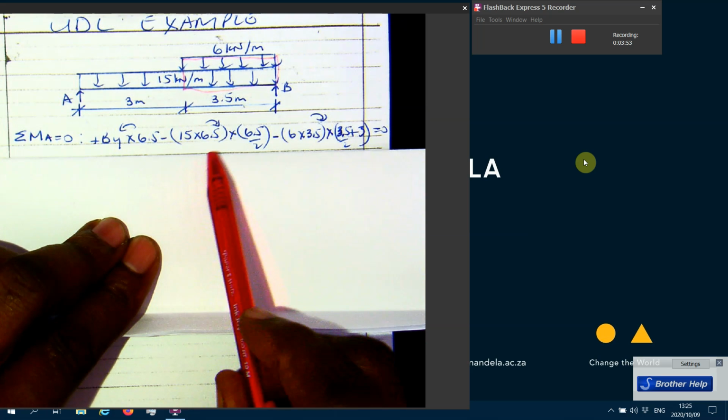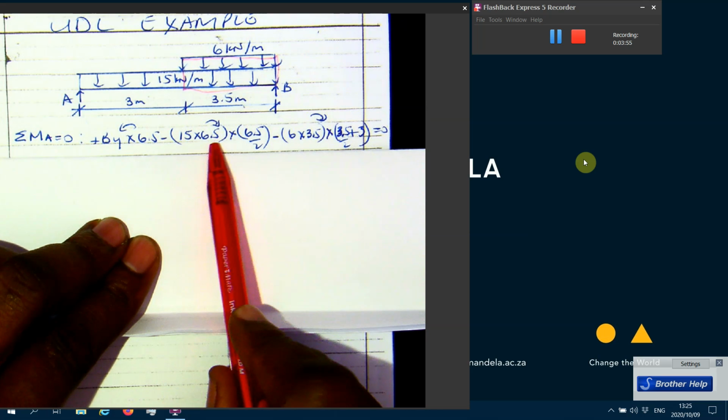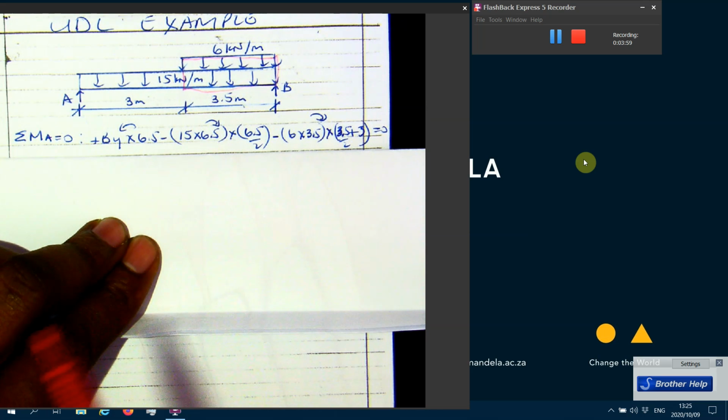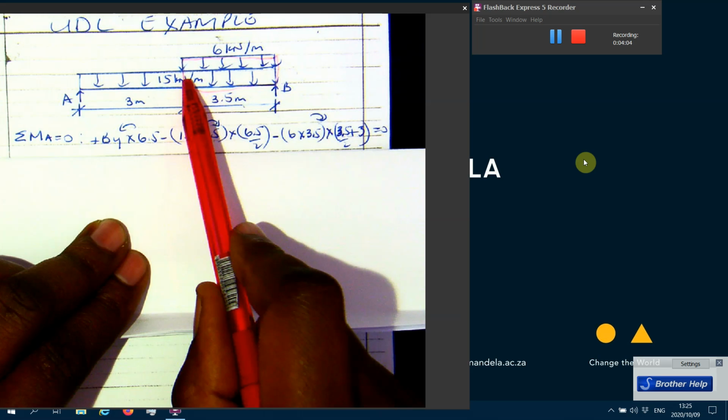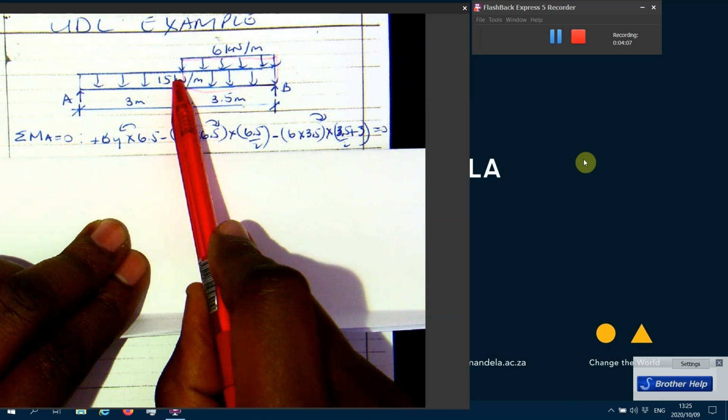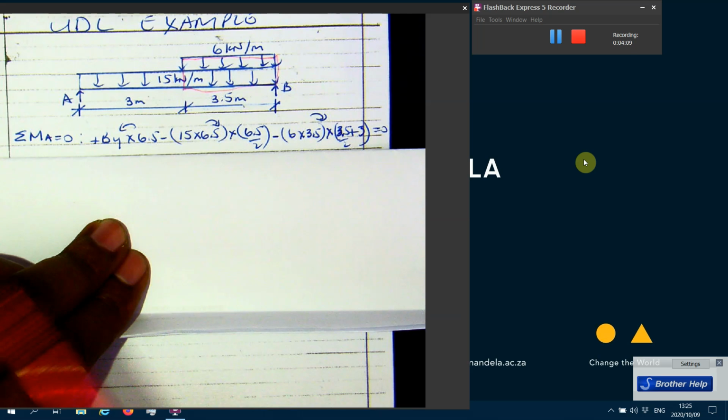You should know that. Then this is 15 times 6,5. 6,5 is from there to there, times half of 6,5. I'm taking moments about A, meaning that half is from the center to there. It's from the center to where I am taking moments. That is the first part.